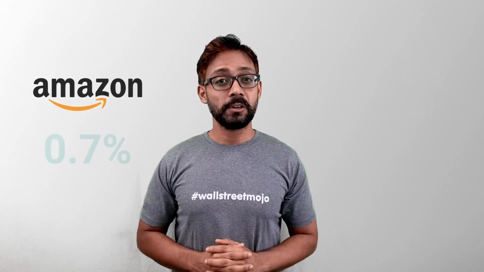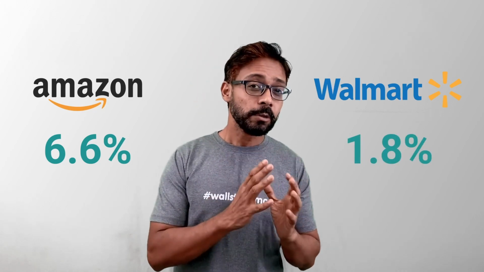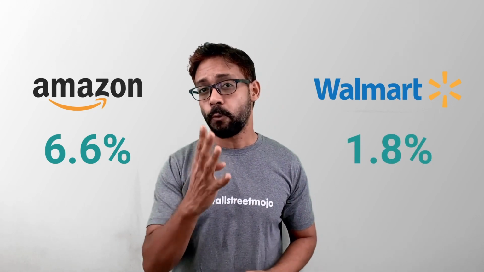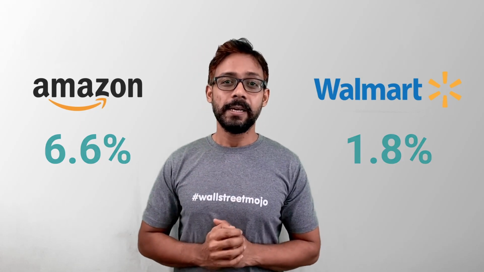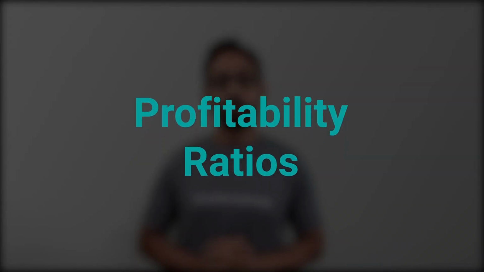The profit margin of Amazon is 6.6%, whereas that of Walmart is only 1.8%. Why is it that Amazon is doing almost 4 times better than Walmart? The answer actually lies in deep diving into the financials of these companies and analyzing their profitability ratios.